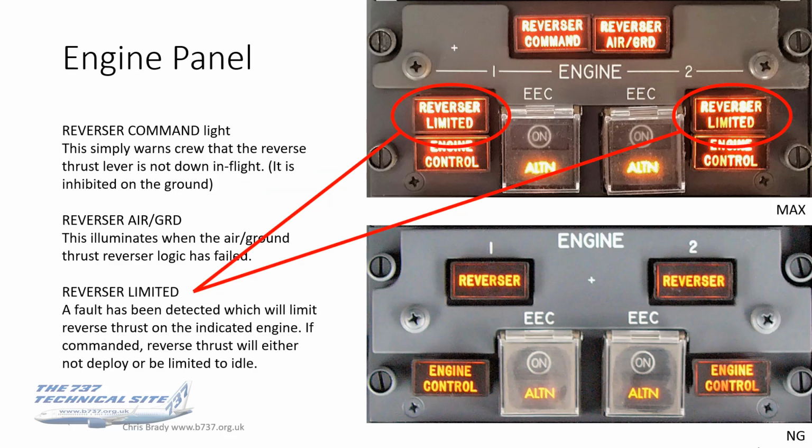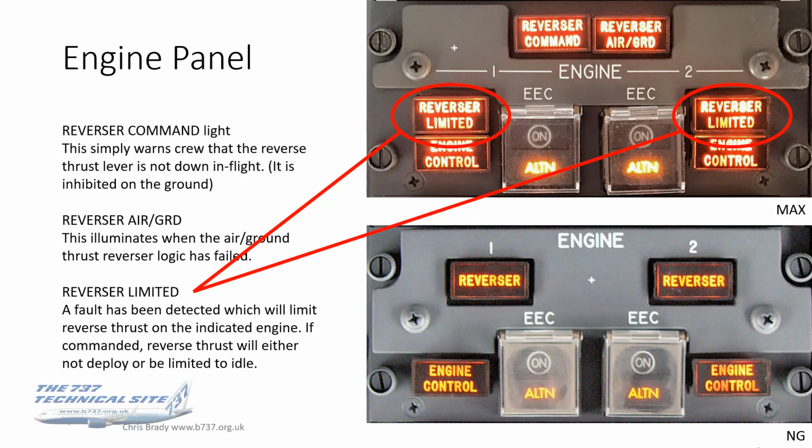And then finally the reverser limited light. Now there's a fault being detected on either engine 1 or 2 here, which will limit reverse thrust on the indicated engine. Now, if commanded, reverse thrust will either not deploy or be limited to idle.